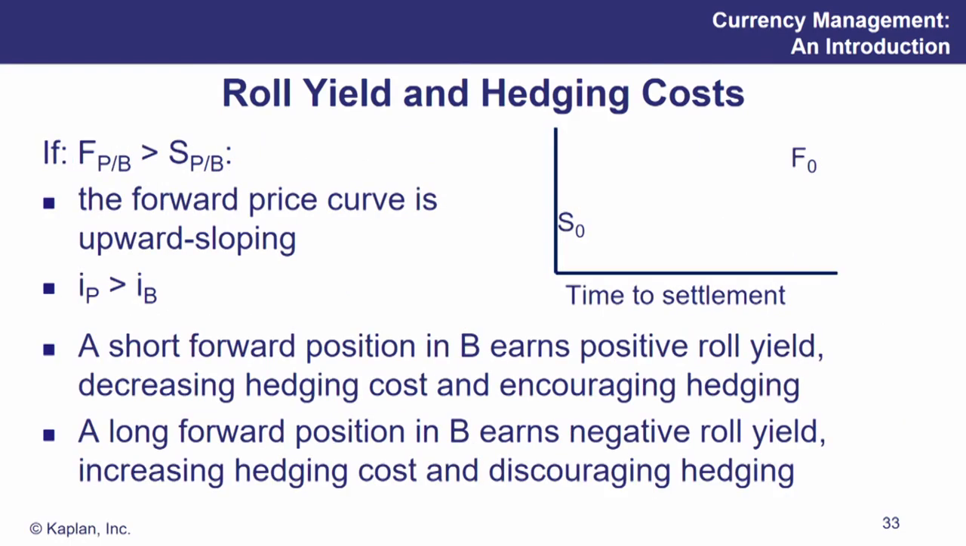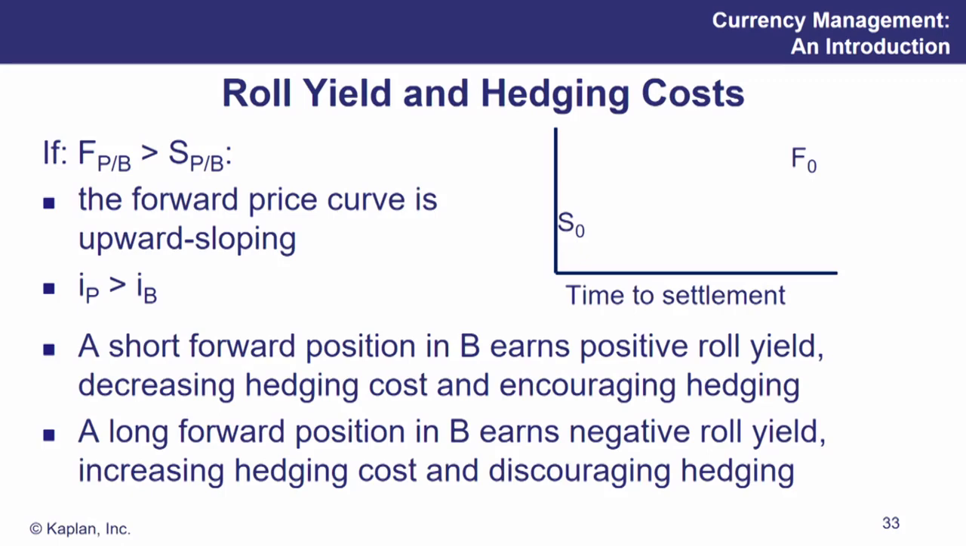Okay, so let's continue on with this example here. So roll yield and hedging costs. Like in my prior example, what we have on the slide here is that there is a forward premium. So right now the forward price is greater than the spot price. So the forward price curve is upward sloping, all right?